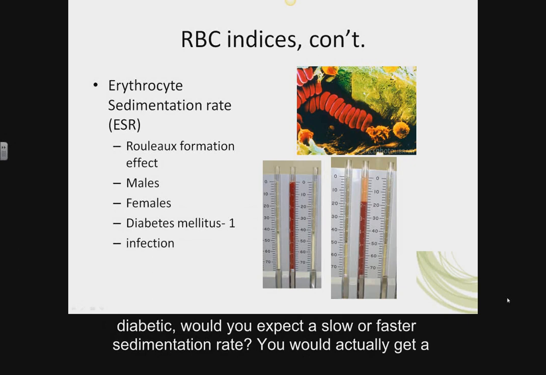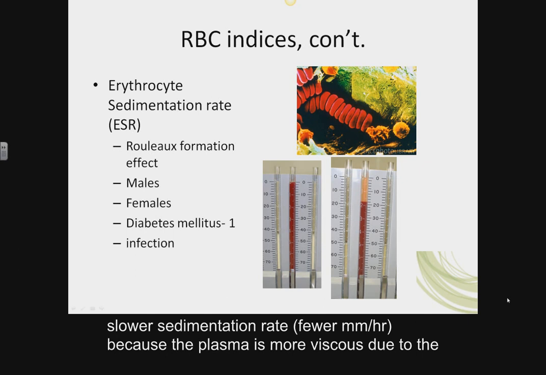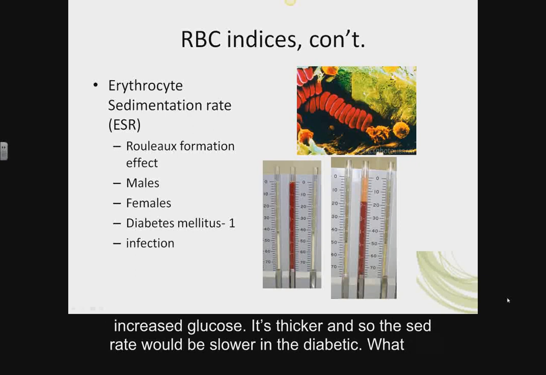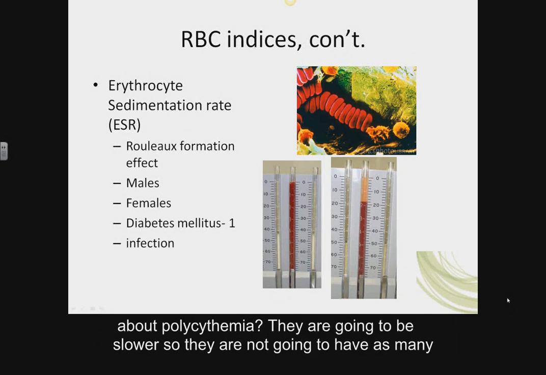Let's practice. If a person is a diabetic, would you expect a slower or faster sedimentation rate? You would actually get a slower sedimentation rate, fewer millimeters per hour, because the plasma is more viscous due to the increased glucose. It's thicker, and so the sed rate would be slower in the diabetic.